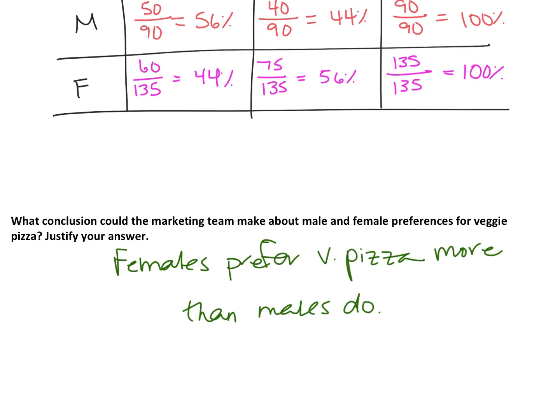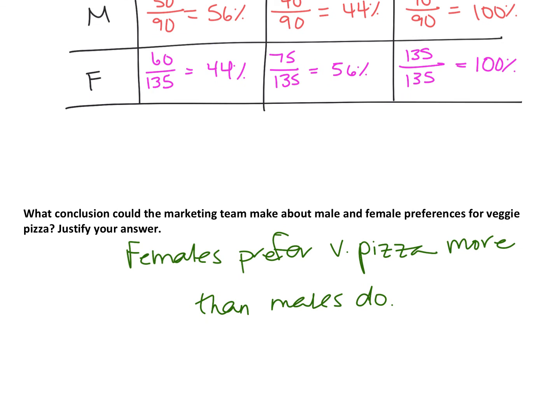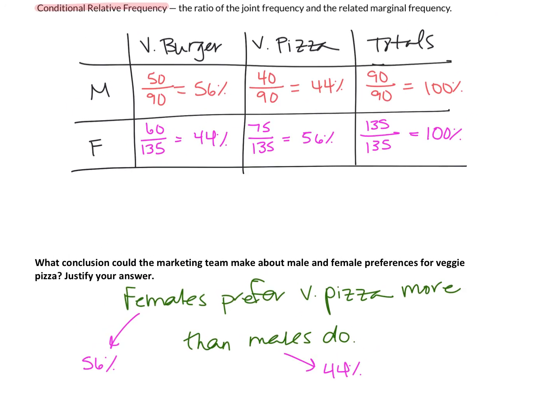And then how do we justify the answer? Well, the females, we had 56% that preferred that versus the males that had 44%. And we showed that with our conditional relative frequency table.